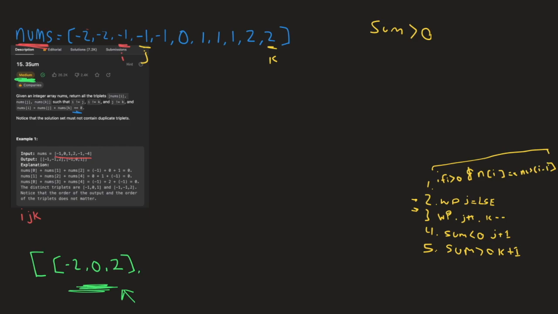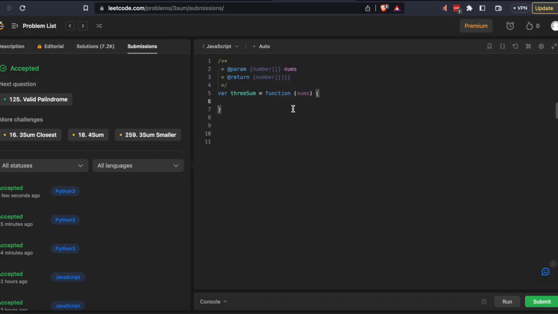So let's hop into the code and let's solve this in both. Let's implement this solution in both JavaScript and Python. All right, so let's solve 3Sum in JavaScript. Now the first thing we're going to do is create an array called arr. arr equals an empty array.